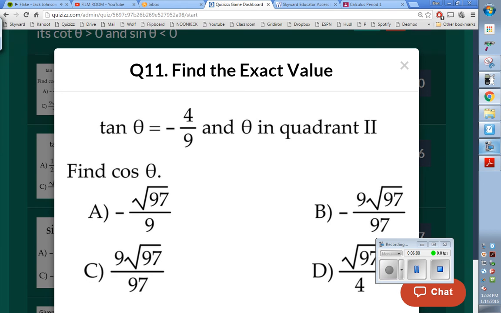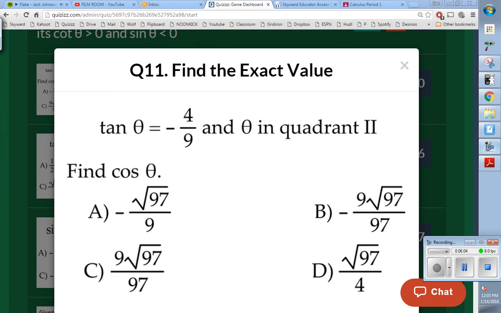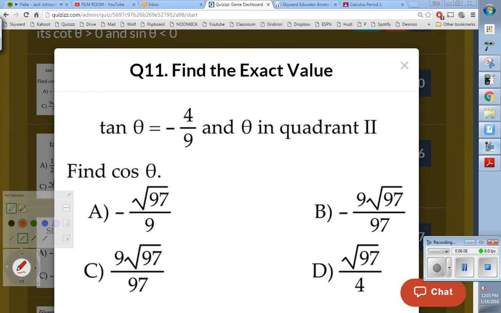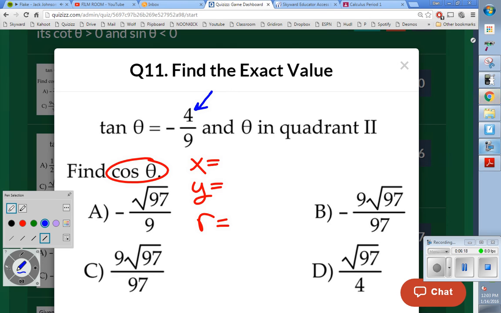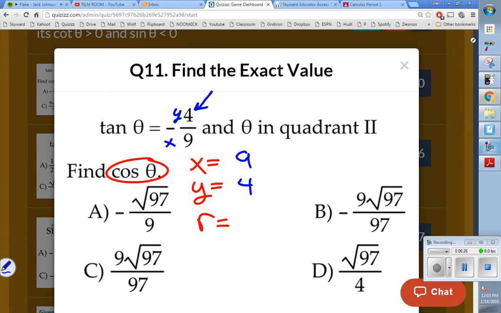So this one says, find the exact value. You're trying to figure out cosine ultimately. Our last goal here is to find cosine. So anytime we're trying to find x, y, and r, or to find cosine, we're going to do x, y, and r. X equals, y equals, r equals. From this right here, tangent's negative 4/9, that's y over x. So it's 4 over 9.